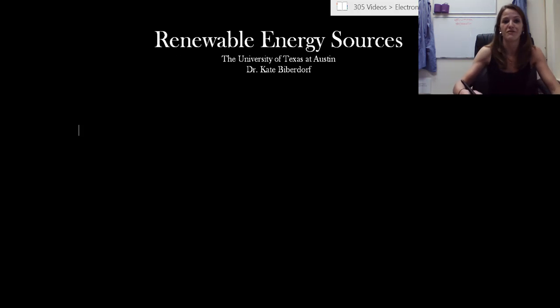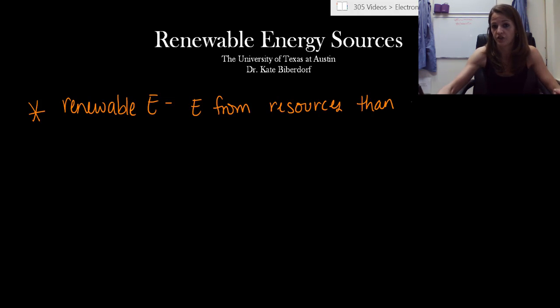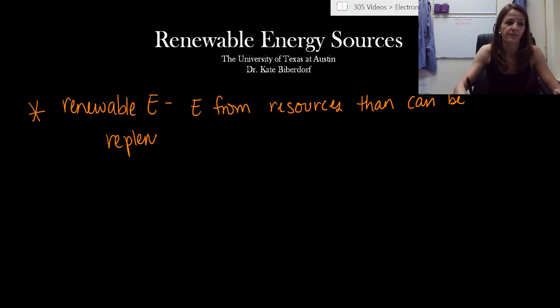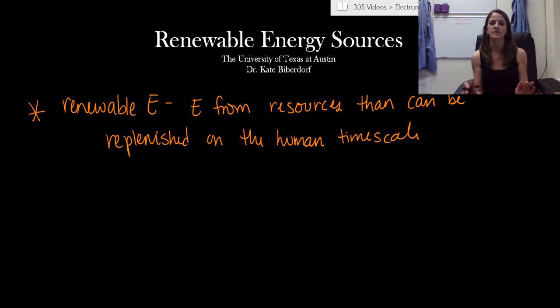Let's start off with a very simple definition of what a renewable energy source is. Renewable energy is simply energy from resources that can be replenished. Okay, that's a big part of it. They can be replenished on the human time scale, within 100 years or so. Fossil fuels take millions or hundreds of millions of years to create, that is not a human time scale. One human cannot live through that.